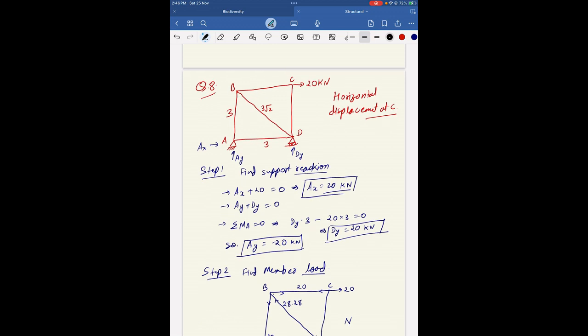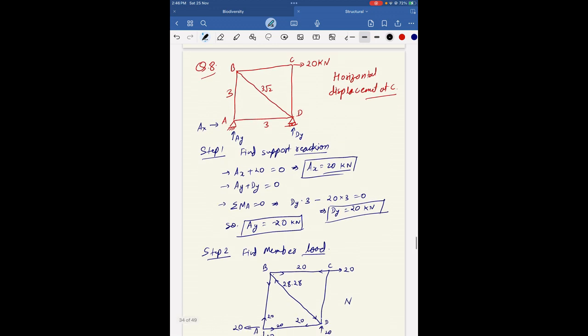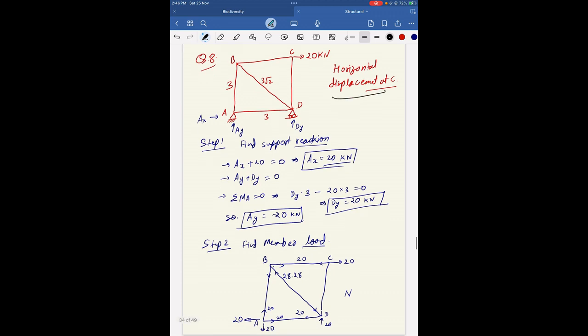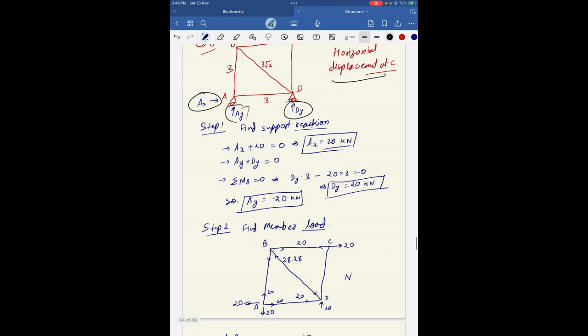Now we will see question number 8. It is a frame structure. We have to find the horizontal displacement at C. For this we have to find the support reactions. We have 3 support reactions, Ax, Ay and Dy. 20 kilonewton is applied here. For the support reactions we balance the summation of Fx equals 0. So Ax plus 20 equals 0, Ax is 20 kilonewton.